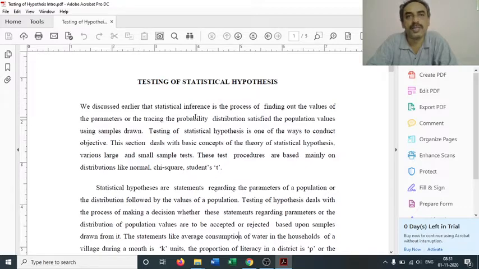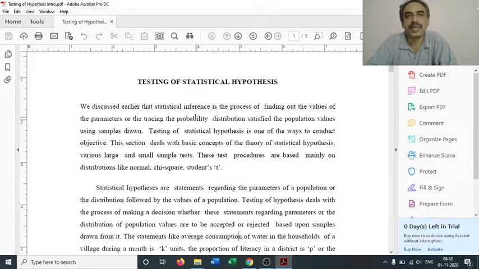For example, the average consumption of water by various people in a village has a value of some 25,000 million liters, or the proportion of electrified houses in a village is 0.75. The proportion of literacy in a village is 0.25, etc. So these are certain statements regarding the group of individuals coming under that investigation. And those statements regarding these parameters of the population are known as statistical hypothesis.